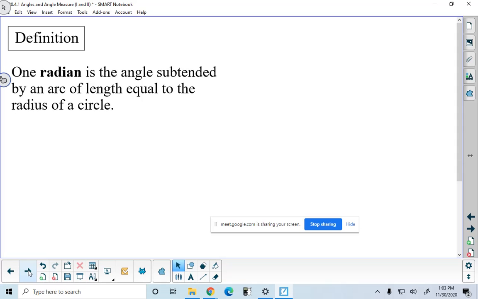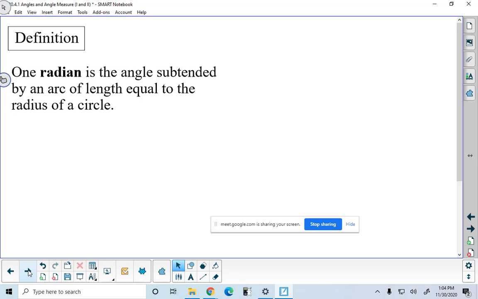1 radian is an angle. The word is subtended, but if you want, you can replace that word subtended with the word created. So 1 radian is the angle created by an arc of length equal to the radius of the circle. So what does that mean? It means that if you draw a circle, you take maybe a piece of string, which is your radius, and you tie a little loop in the end of the string, and you put your pencil in there, and you hold the other end of the string in place.